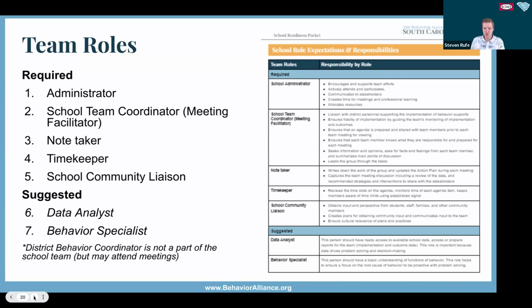And then we do have those 2 additional suggested roles just to give you some more information. In the actual readiness packet, we have the screenshot on this page of more details if you want some more details about what those roles entail. But that's in the packet for you to look at later on your own time.